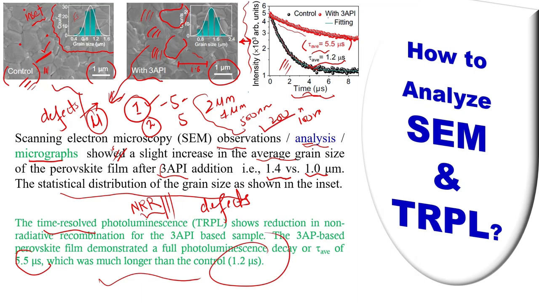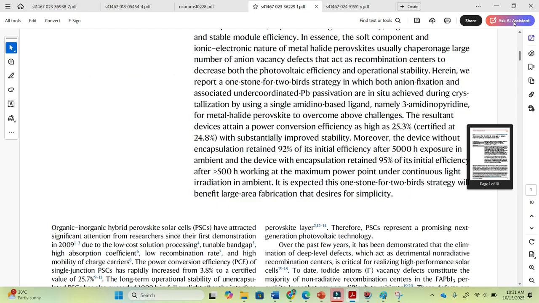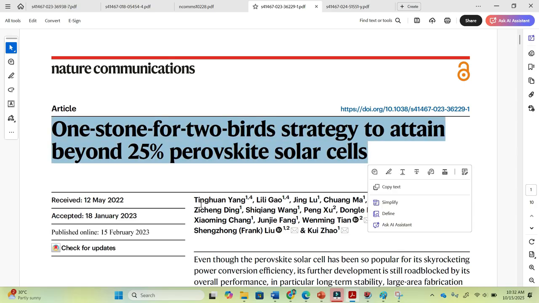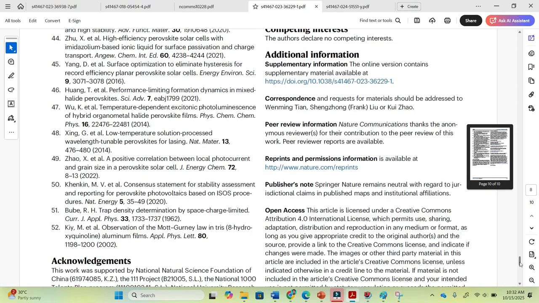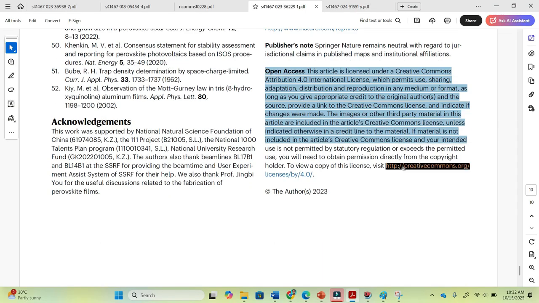This data I took from this paper here, which is published in Nature Communications. This is the title of the paper, by Dingwan Yang in 2023. And this paper is published under a Creative Commons license 4.0, and this is the link to the license.